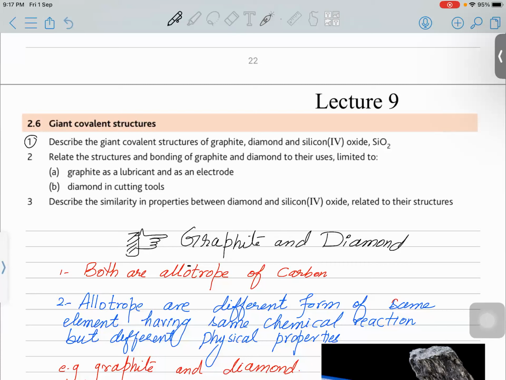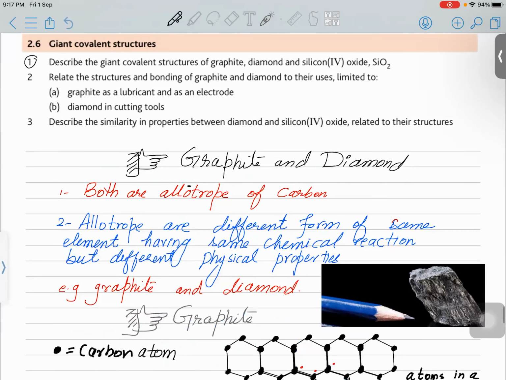Now, point number 2, graphite and diamond. Uses of diamond, and graphite. We wrote that the uses of diamond are in jewelry, for its sparkly appearance, and in drill bits and tooling equipment because it is very hard and strong. Very good. Now, the use of graphite as a lubricant.